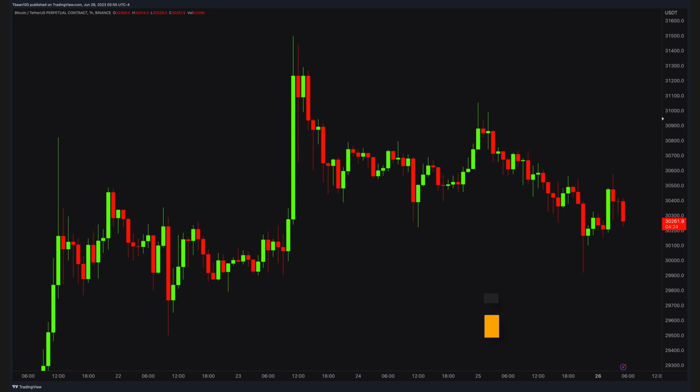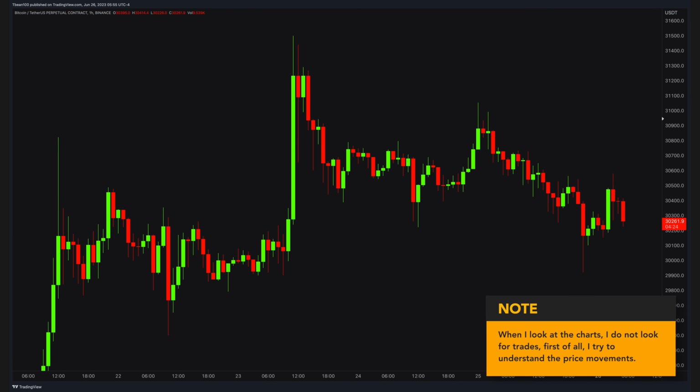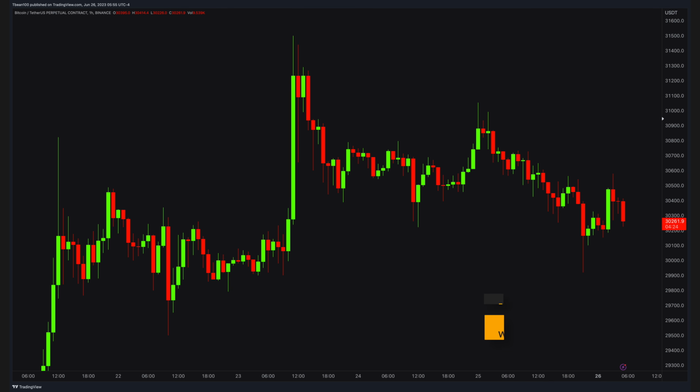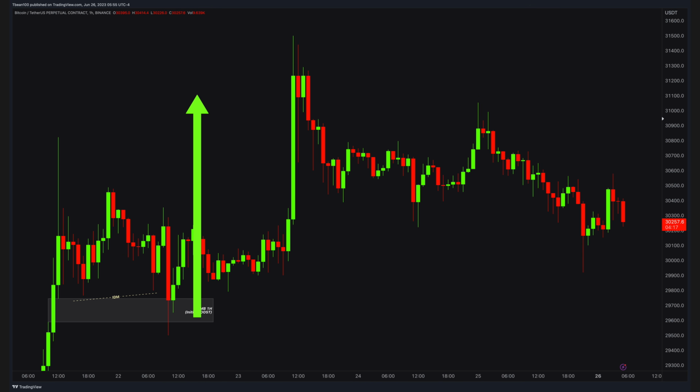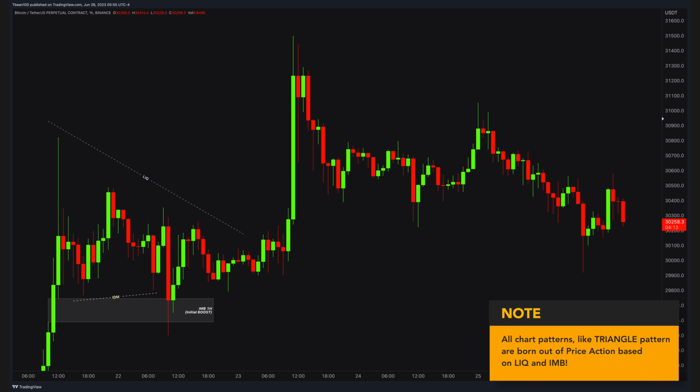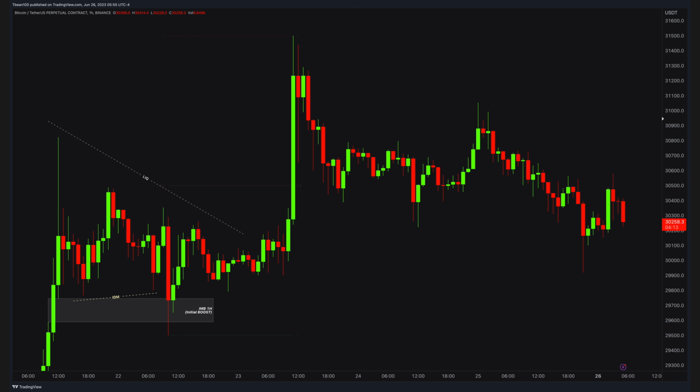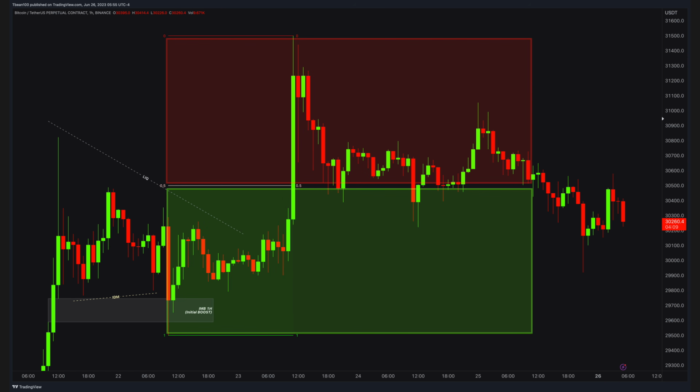Let's look at the charts and try to understand the price. Remember, if you understand the price, your trading world will change. It is all about the meaning. Notice this imbalance right here and the inducement. What happened after this interaction was that the price heavily filled up and created this insane breakout. It cleared all the liquidity formed above. This is actually how chart patterns such as the triangle pattern come to life. It is all about imbalance and liquidity, and it created our premium and discount zone.